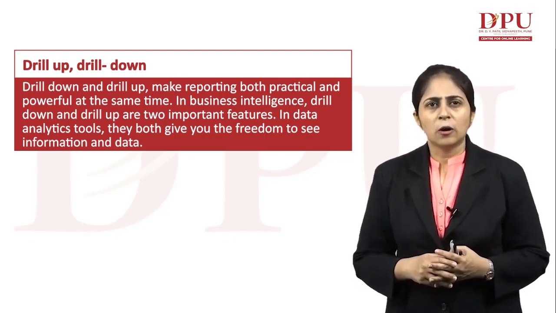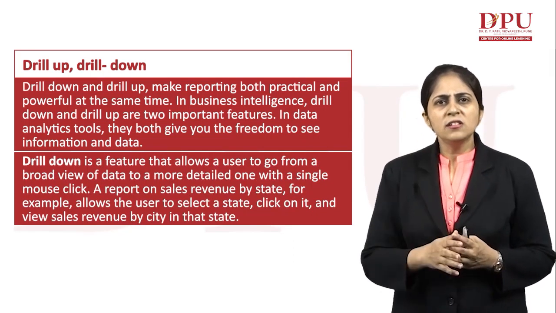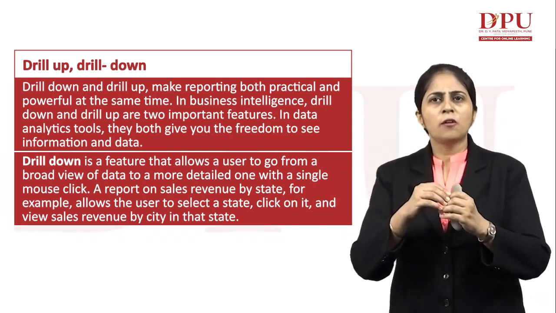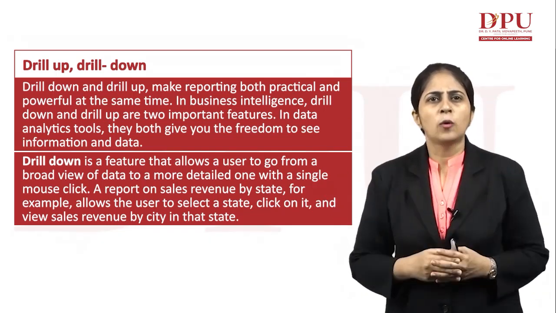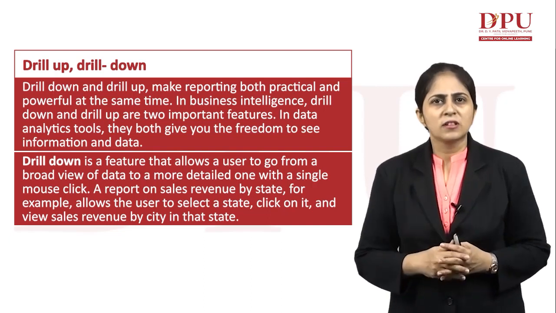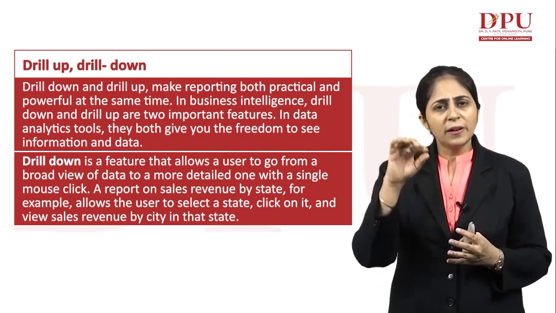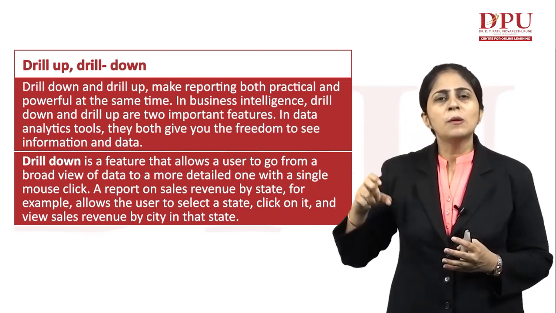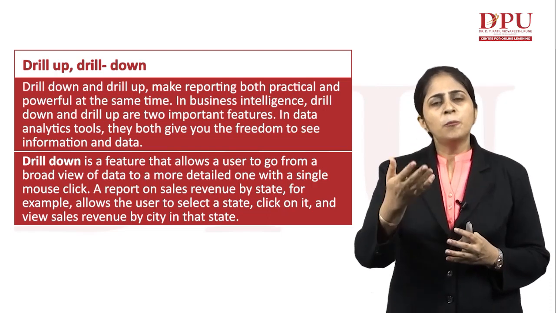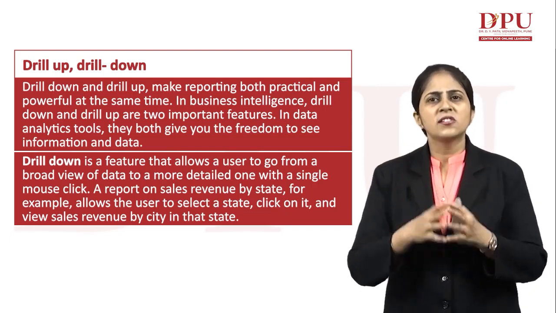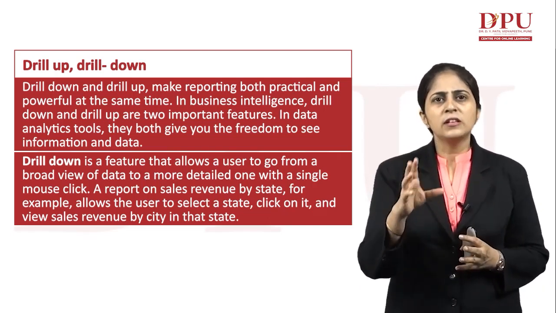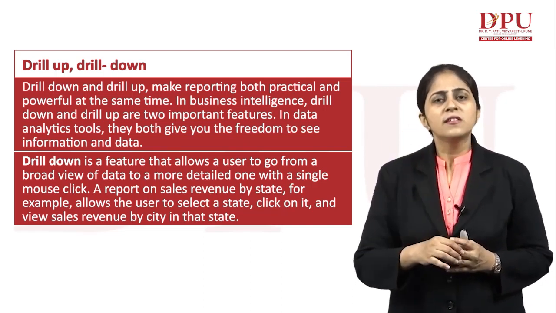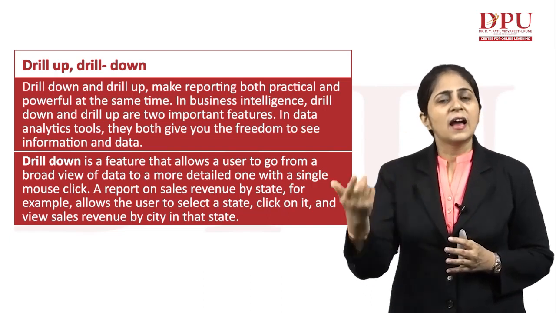First, talking about drill down. Drill down is a feature that allows a user to go from the broad view of data to a more detailed one with a single mouse click. That means just by a single mouse click, you can reach from the broader view to the more detailed view. A report on the sales revenue by state, for example, allows the user to select a state, click on it and view the sales revenue by city in that state.